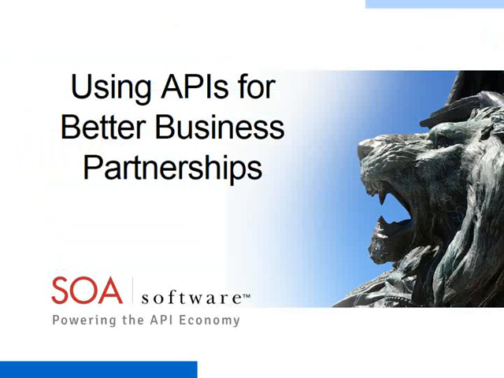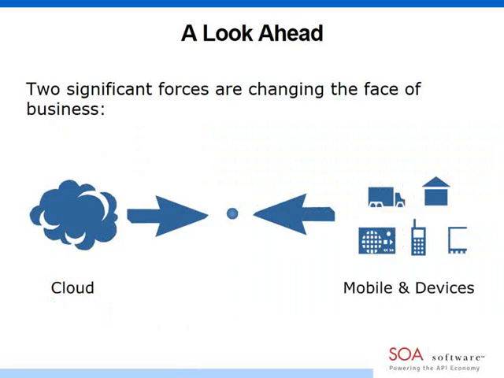Thank you, Vance. So as Vance said, I'm going to talk a little bit about using APIs for business partnerships. The topic of this presentation is primarily geared towards business leaders, or at least people in IT that are really trying to meet the needs of an agile business, a business that is facing unusual pressures today from both cloud and mobile devices. So to preface my discussion, why don't we look a little bit ahead at two significant forces that are really changing the face of business today.